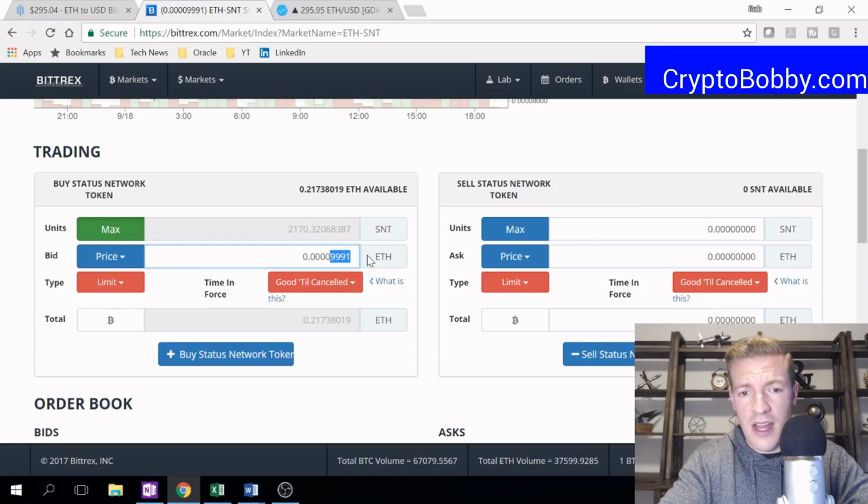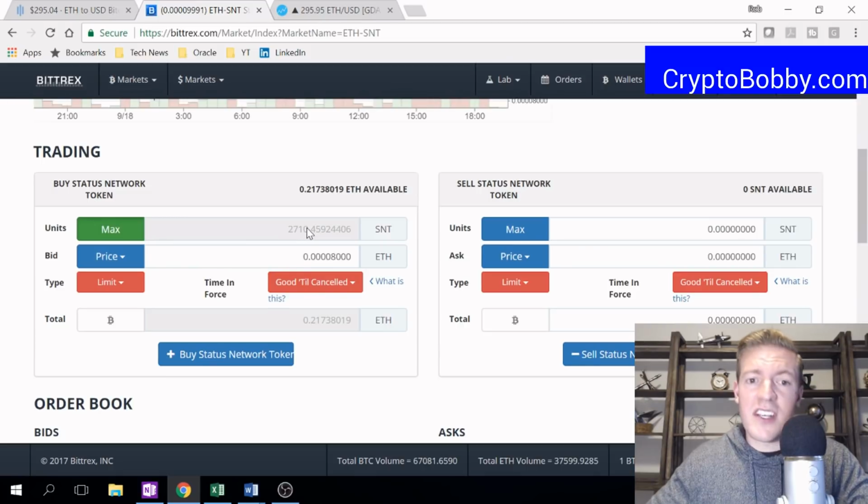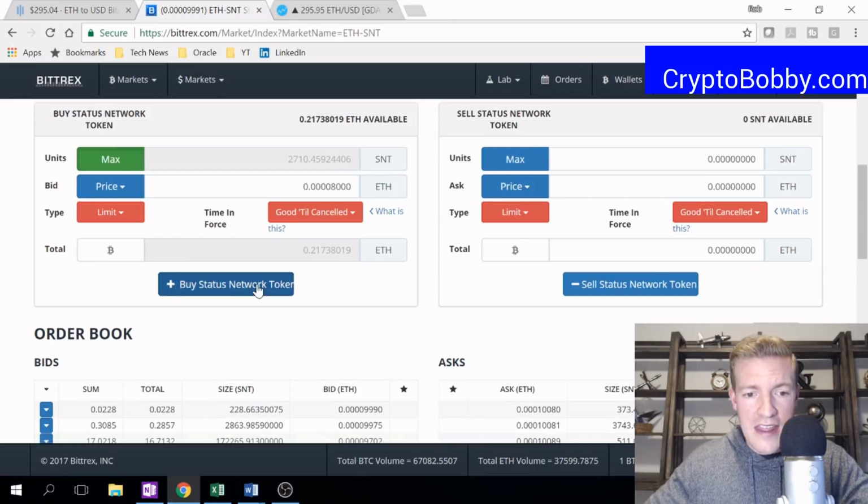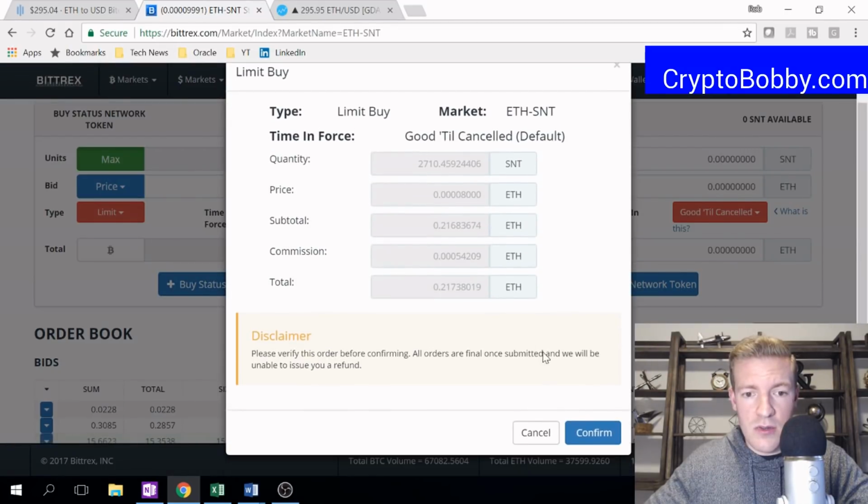I can easily do that. I'll just say instead of 0.991, I'll make it 0.00008. And then I'll recalculate that. And we can see now I'm able to get 600 more SNT tokens for that. I can click on the buy, and that is going to add me to the order book.